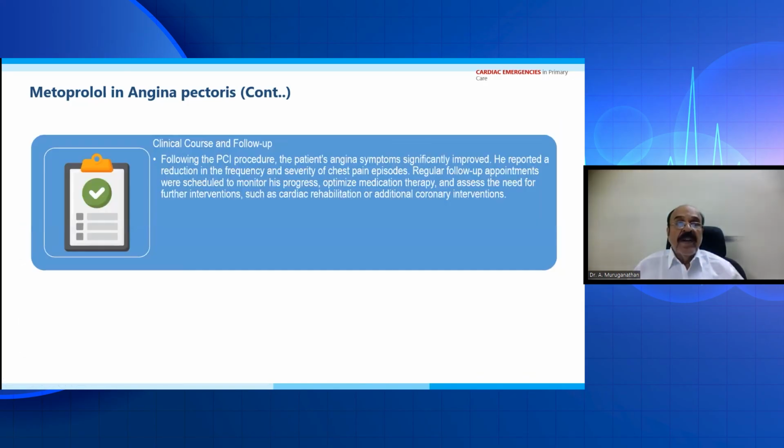And in angina pectoris, metoprolol can be given following the PCI procedure for reduction in the frequency and severity of chest pain. Regular follow-up appointments were scheduled to monitor his progress, optimize medication therapy, and assess the need for further interventions such as cardiac rehabilitation or additional coronary interventions. These patients can be put on metoprolol and we can follow up.